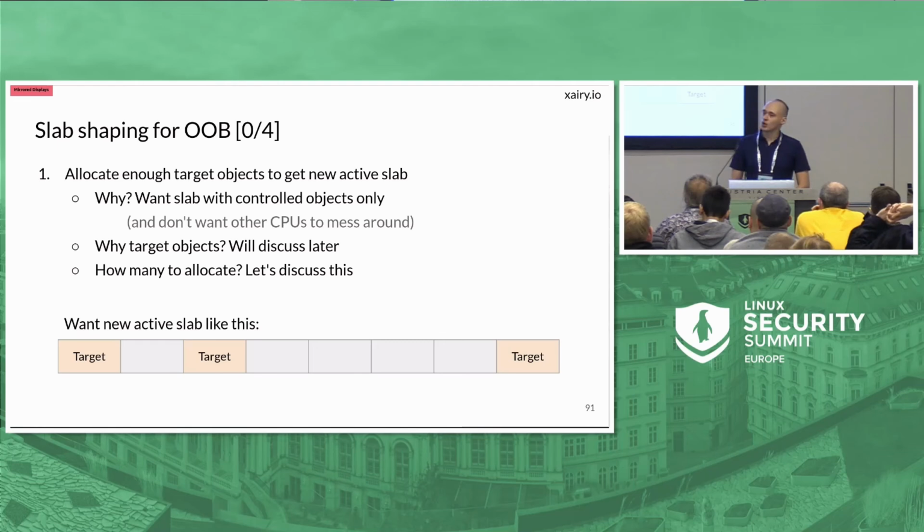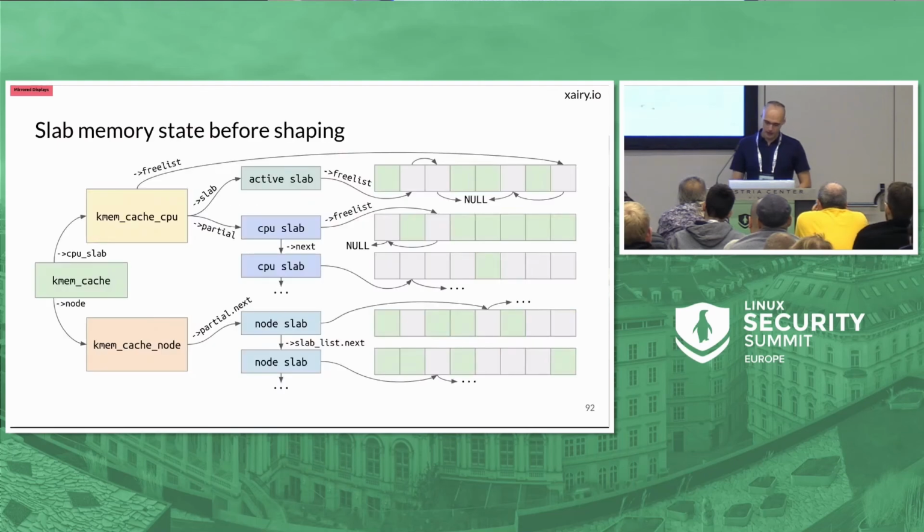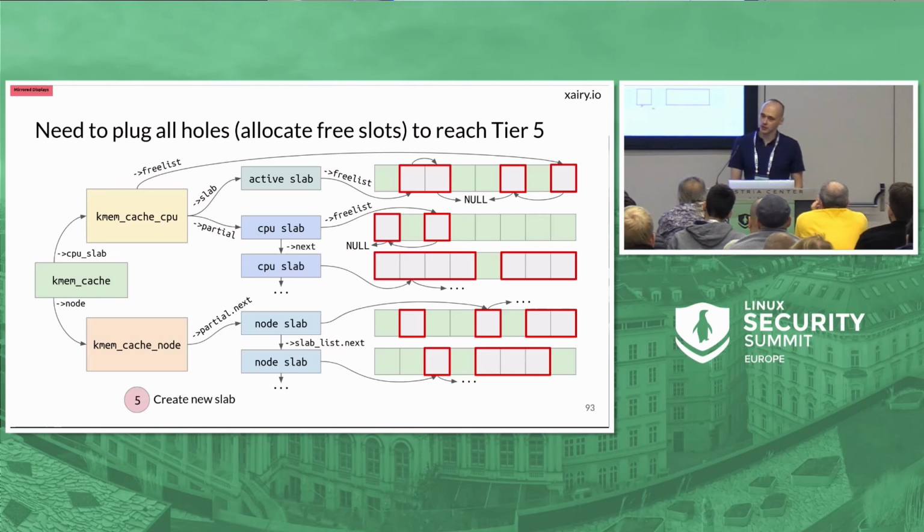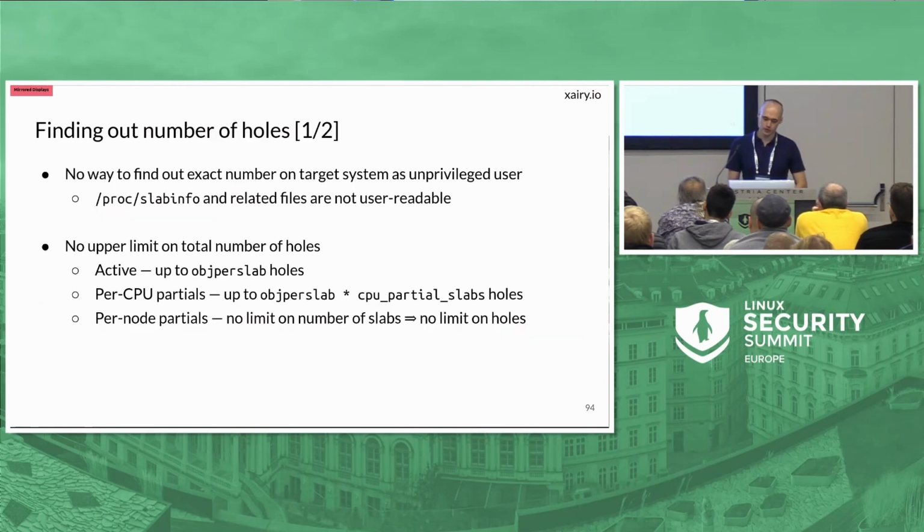So let's discuss how many objects we need to allocate to fill all the holes and get the active slab. This is the slab memory that we might have before executing our slab shaping strategy. And these are the slots that we need to fill before a new active slab gets created. So how do we know how many holes we might have in a cache when our exploit starts running?